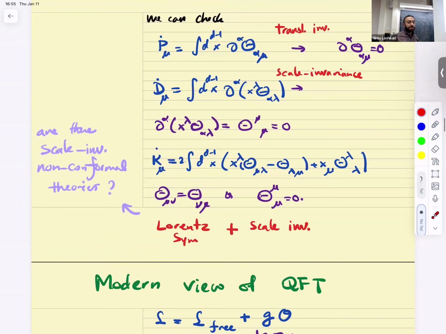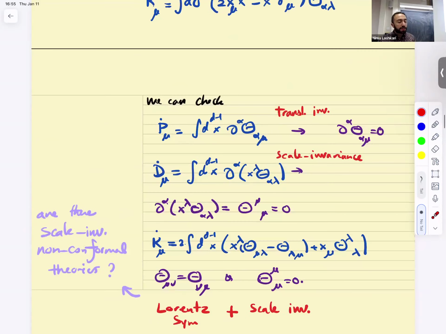All right. So now again, I encourage you guys to think deeply about scaling invariant non-conformal theories. There's a lot to learn. All right. Great. Any questions?